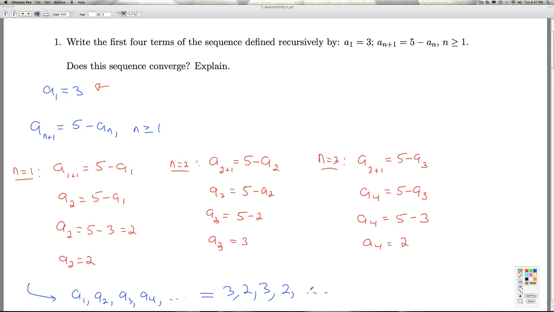Well, as n goes off to infinity, this will continue to alternate between 3 and 2, 3 and 2. And so as n goes to infinity, or I guess we should say the limit as n goes to infinity of a_n does not exist, because it continues to oscillate between 3 and 2. And so it never settles down and gets close to any one real number. That'll do it for number 1.